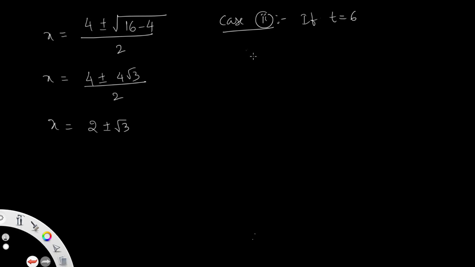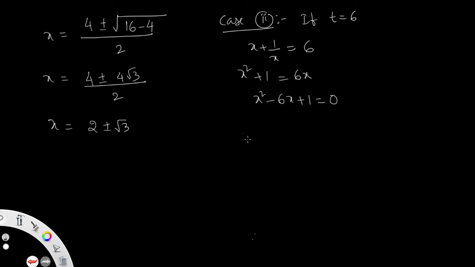Whatever we have taken as x plus 1 by x, solving means you have to find the x value, not t. Equation means x value: x plus 1 by x equal to 6. So x square plus 1 equal to 6x. Then x square minus 6x plus 1 equal to 0.